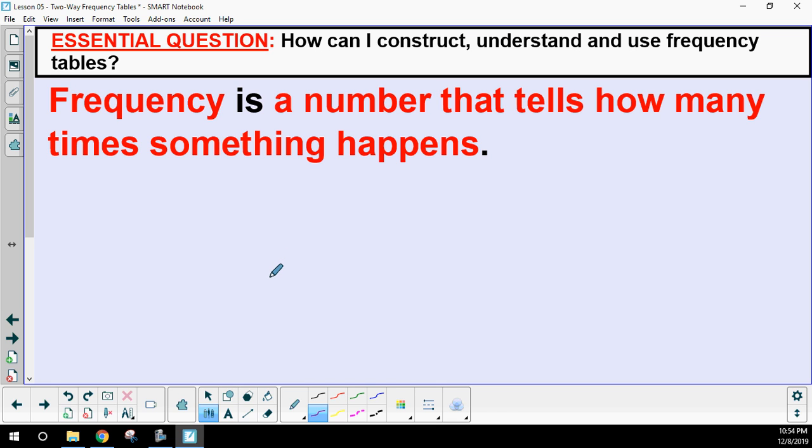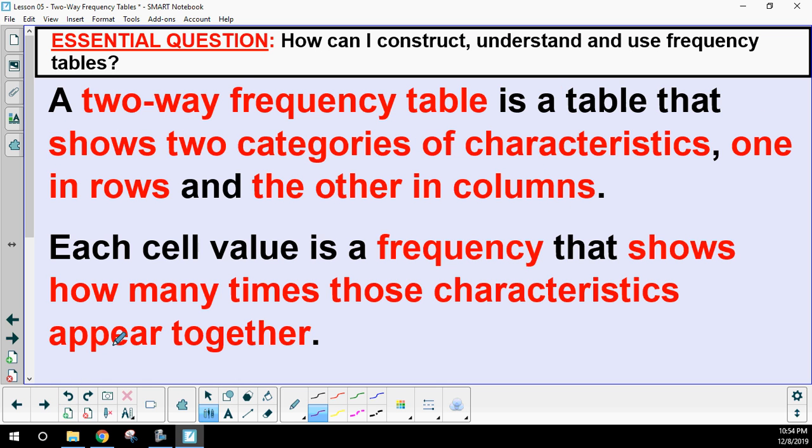Frequency is a number that tells how many times something happened. Again, this will be a key vocabulary word you'll see in the future, so you may want to write this down. A two-way frequency table is a table that shows two categories for characteristics, one in rows and the other in columns. Each cell value is a frequency that shows how many times those characteristics appear together.